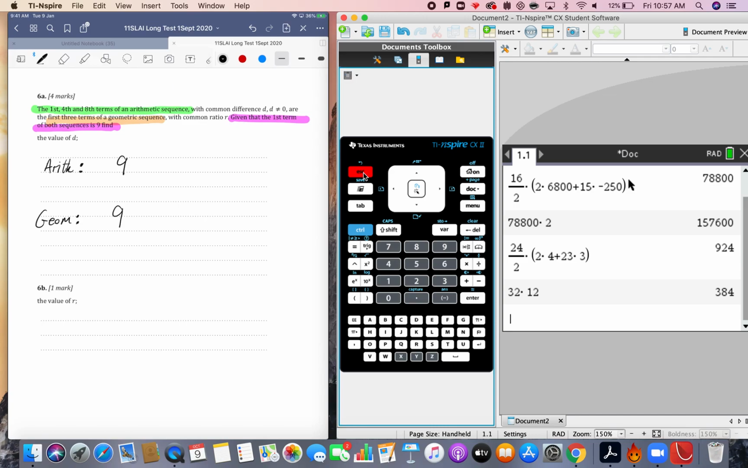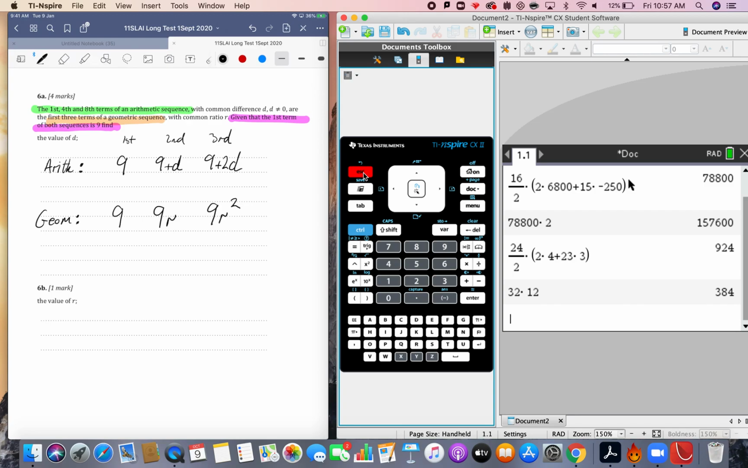Okay, so the first term, the second term, the third term. Let's just generate the first, second and third. This will be 9 plus d. This will be 9 plus 2d. So we're not answering the question just yet, we're just trying to make sense of what the information is. If you're given an arithmetic and a geometric sequence, it's nice to get the first 3 terms just to see what's going on. This will be 9 times r, and this will be 9 times r again, which is 9r squared. So the first, second, third of arithmetic is there, and the first, second, third of the geometric is there.